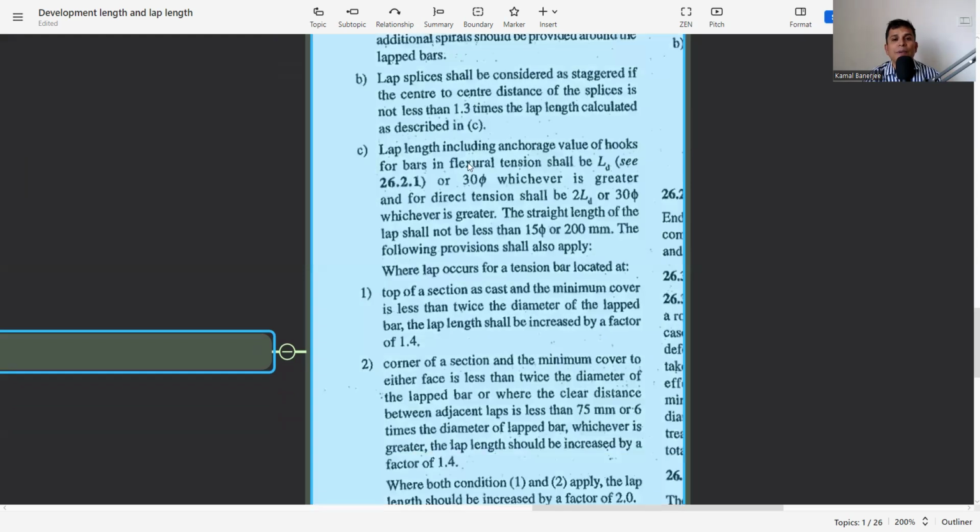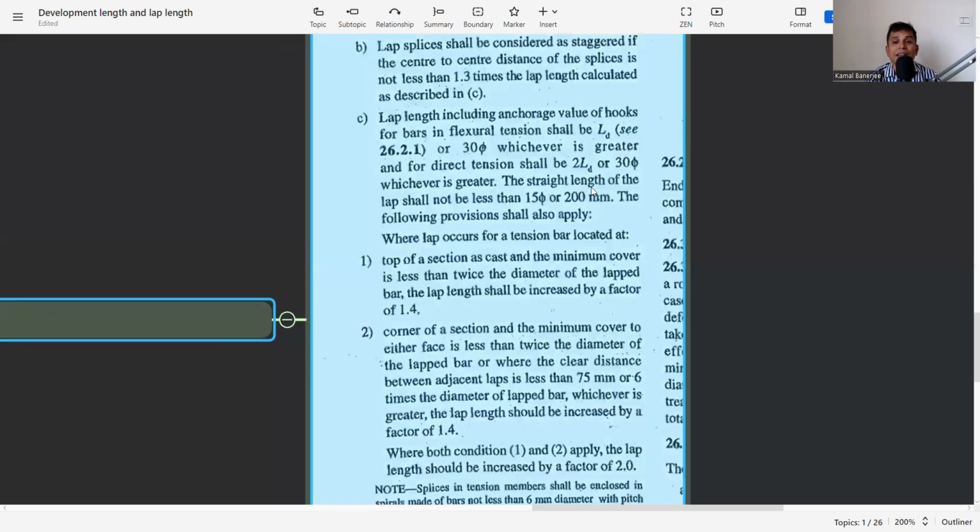Then again, it says lap length, including anchorage value of hooks of bars in flexure tension, shall be Ld or 30φ, whichever is greater. And for direct tension, shall be 2Ld or 35φ, whichever is greater. So here it is saying we need to first calculate the Ld, that means the development length. Then we need to find out if it is a flexure tension. Then 35φ, if it is 20, that means 30 into 20, and whatever value we get from Ld, whichever is higher, that has to be mentioned.